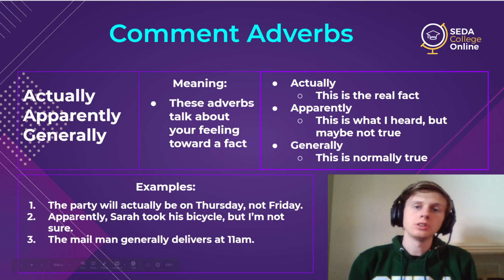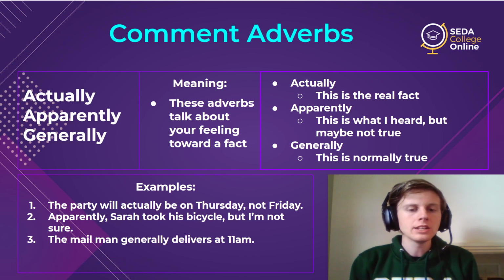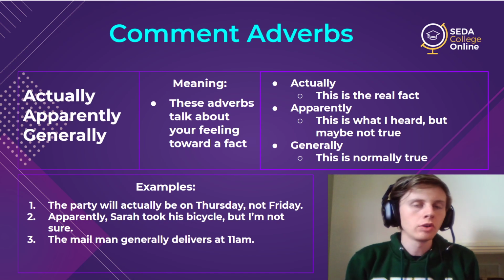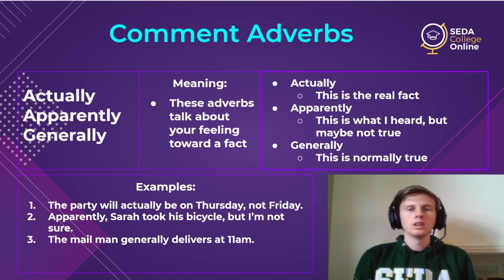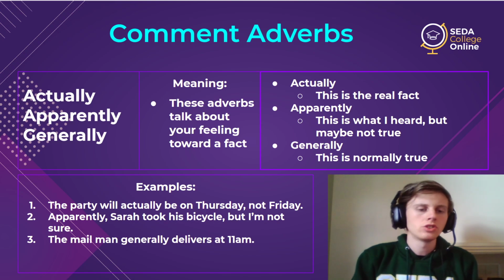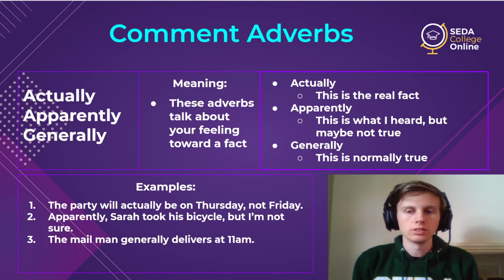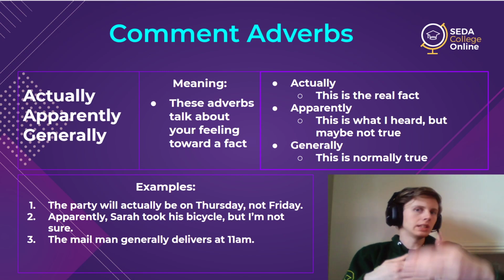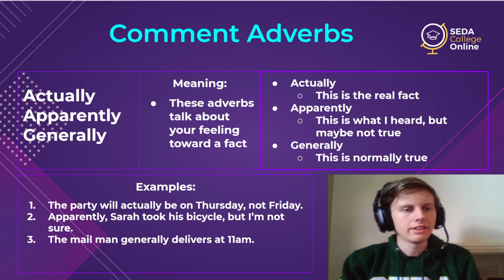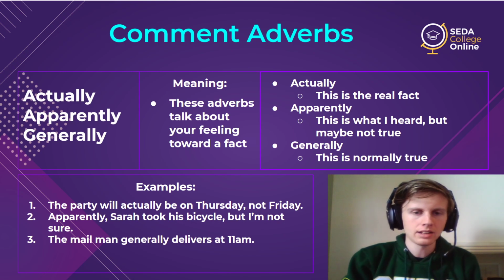Or you can use generally this way. The mailman generally delivers at 11 a.m. This is used to show that, of course, not always, let's say 75, 80% of the time, the mailman delivers at 11 a.m. But of course, not always. So you can use generally to show that this is what normally happens, but sometimes it doesn't. All right, so these are the adverbs we can use to talk about facts.